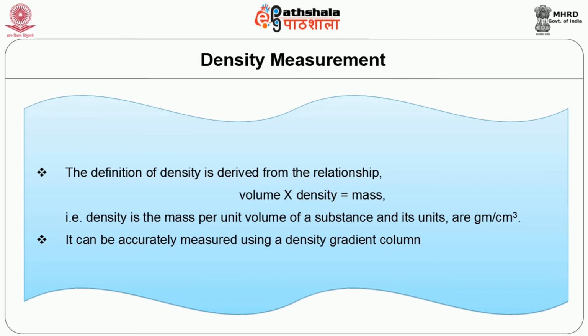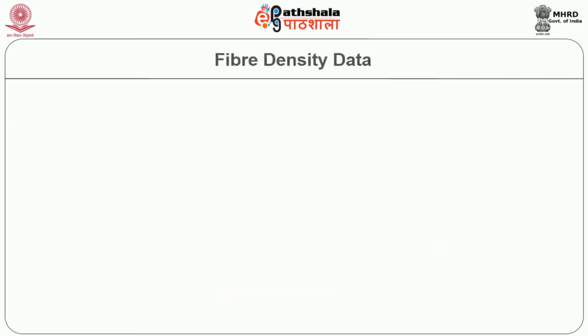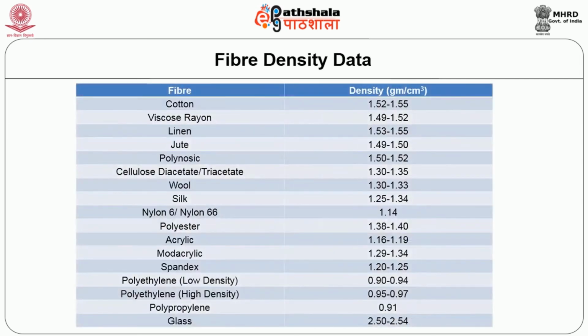The definition of density is derived from the relationship: volume times density is equal to mass. That is, the density is the mass per unit volume of a substance and its unit is grams per centimeter cube. It can be accurately measured using a density gradient column. We can use equipment called a density gradient column to measure the density of the fiber. The fiber density is given like this.